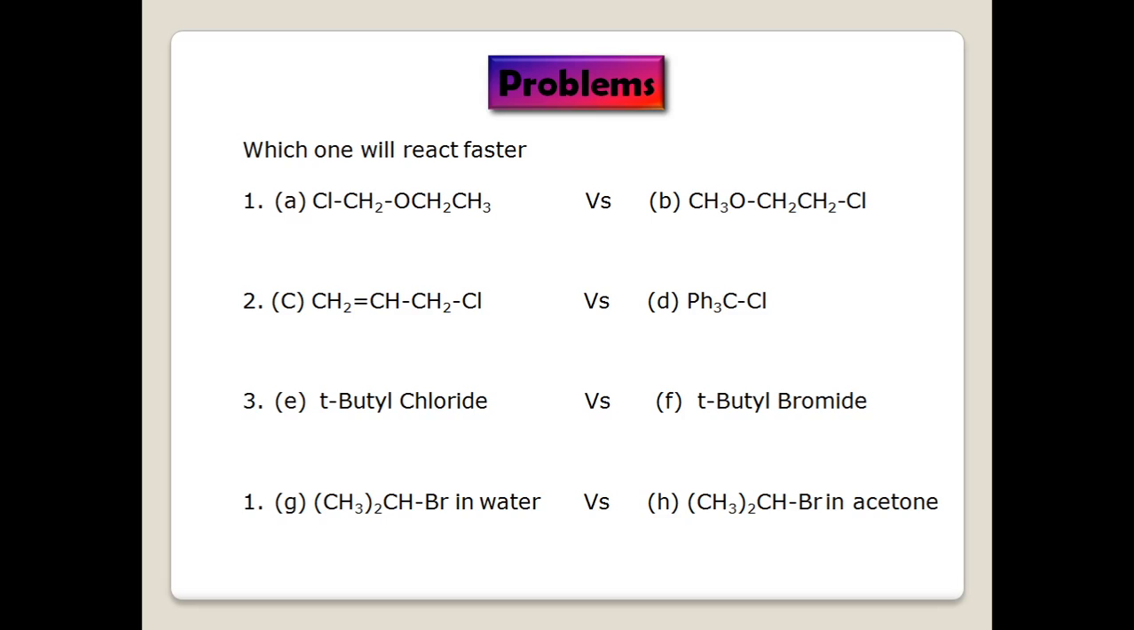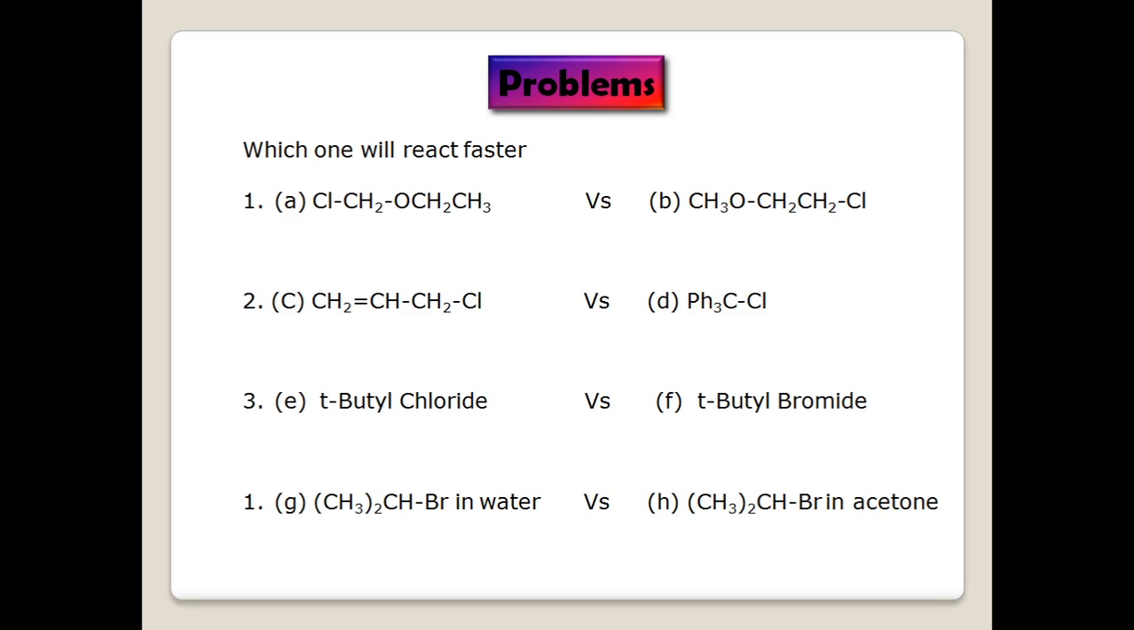Now if we come to the second example, first is allyl chloride, in which once the carbocation forms the double bond migrates and we can get two resonating structures. While in D, triphenyl methyl chloride, once the carbocation forms, that positive charge can distribute in all the phenyl rings and we get a total of 10 canonical forms of the resonating structure. So D is better for SN1 reaction.